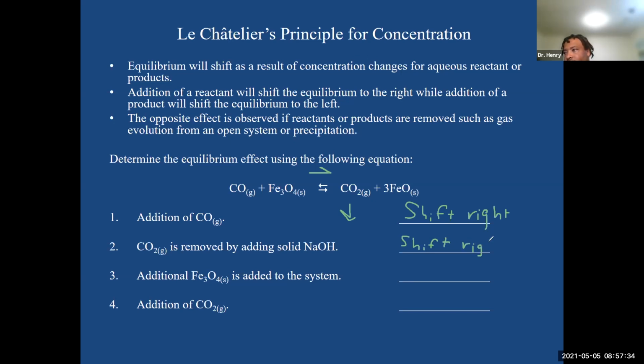Hypothetically, if we were to remove the carbon monoxide, we would have a shift towards the reactants. That's right. So any removal is going to shift towards the side that's being removed.